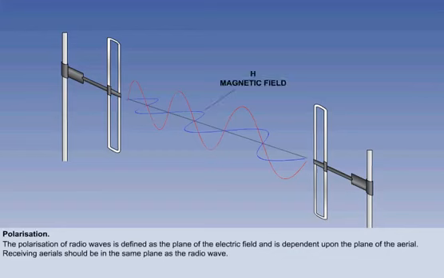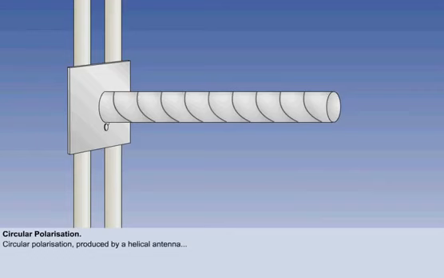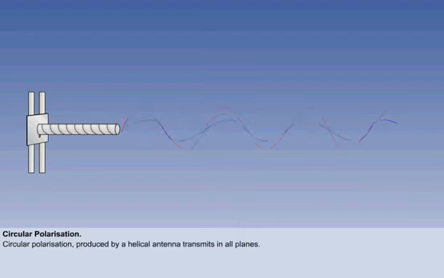The magnetic field H, which is also created by the alternating current, travels at right angles to the electrical wave. But we are not concerned with the magnetic field during further consideration of this topic, as it is only the electrical field that carries the radio message. Circular polarization is produced by winding a wire in a helix shape around an insulator. This is called a helical antenna. The helical antenna has the advantage of transmitting in both vertical and horizontal planes, and in all planes in between.